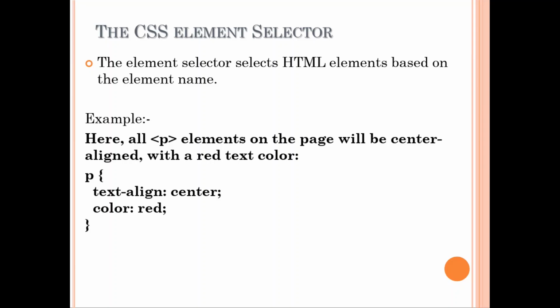So let's start our CSS selectors. As we have discussed till now, we have taken these examples. This is our simple selector. Here our p tag is used, and we are going to change some properties of the p tag. Here we are centering our tags and making the text color red. This is what is called a simple selector.